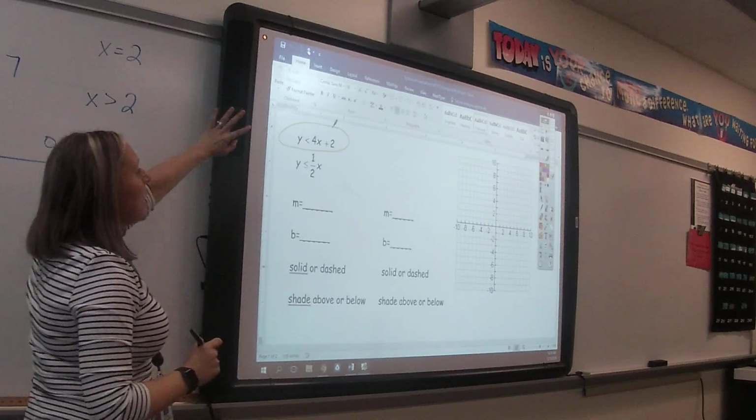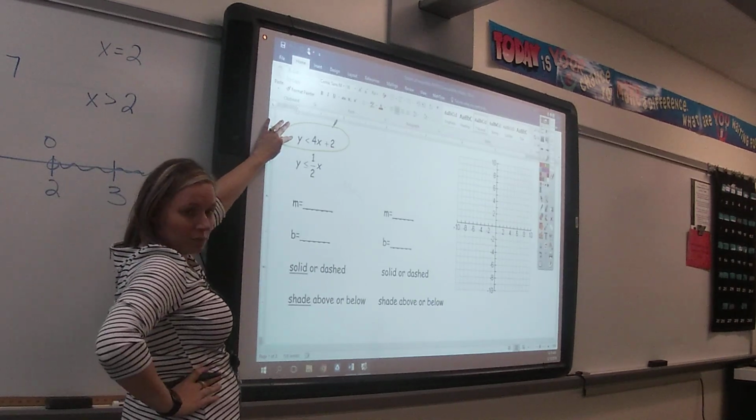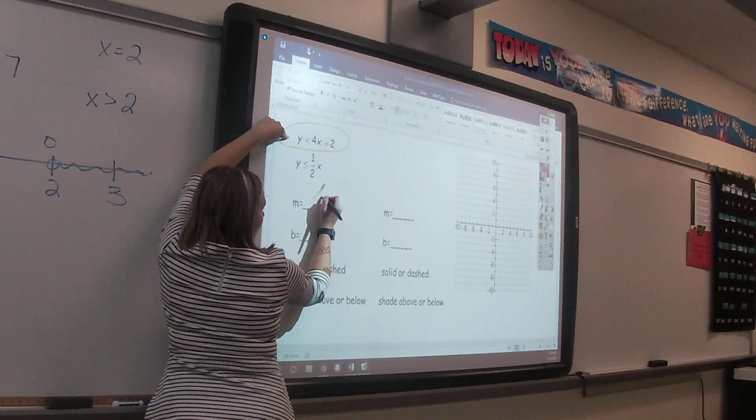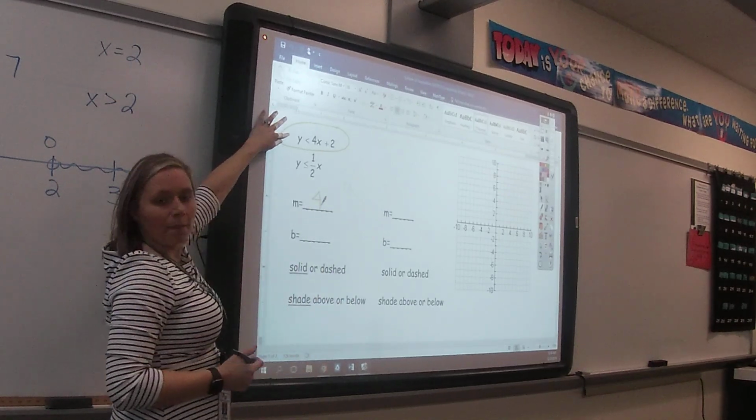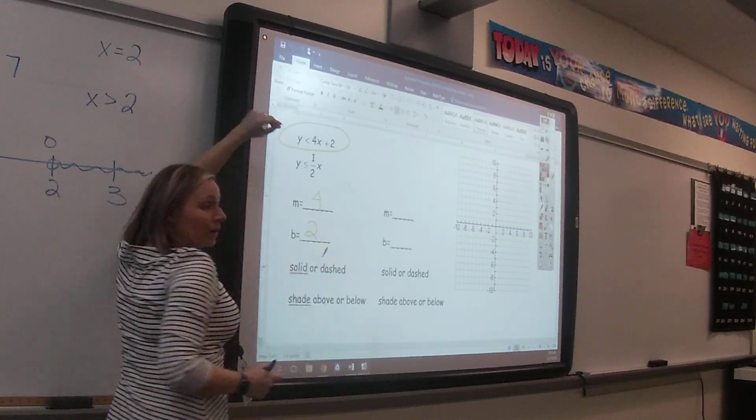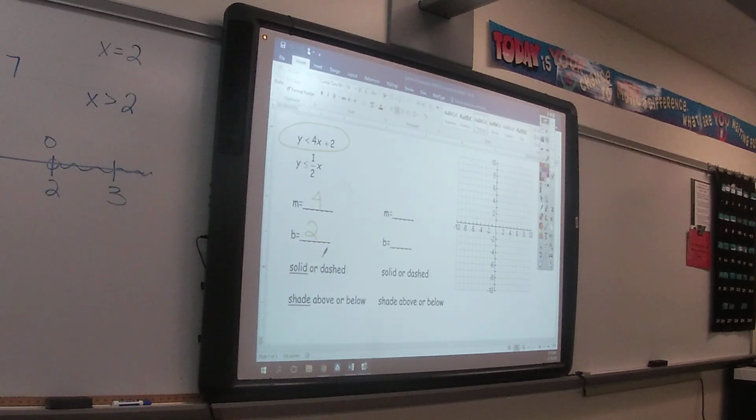Okay, so y is less than 4x plus 2. What does m equal? Just 4, right? We don't need to write down the x. And then 2. B is 2.